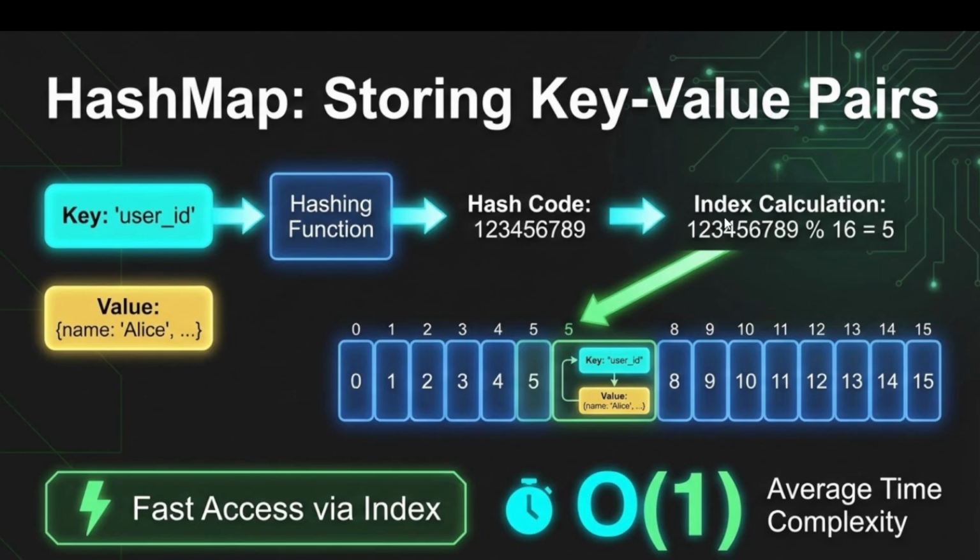Then the index calculation will happen and it will generate the index. Suppose I have got index 5. In index 5, the key and value, apart from the hash and the next node, that node will be created here. And fast access via index is O(1). Why? Because even when getting, we use the same hash code. It will directly go to index 5 and read the data.